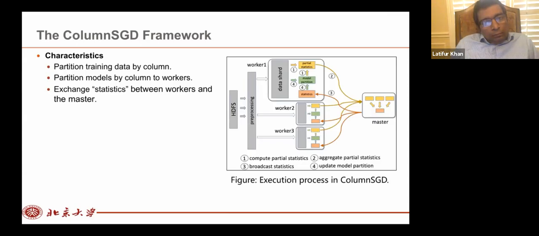In each iteration of SGD, each worker first computes the partial statistics based on its own data partition and model partition. After that, the master aggregates the statistics and broadcasts them back to workers. Finally, each worker uses the statistics to update the model.